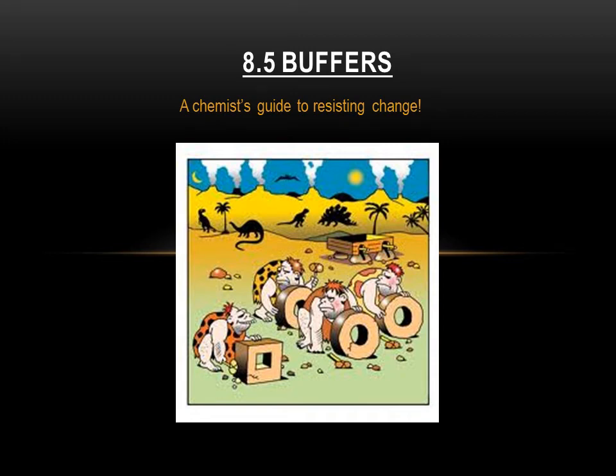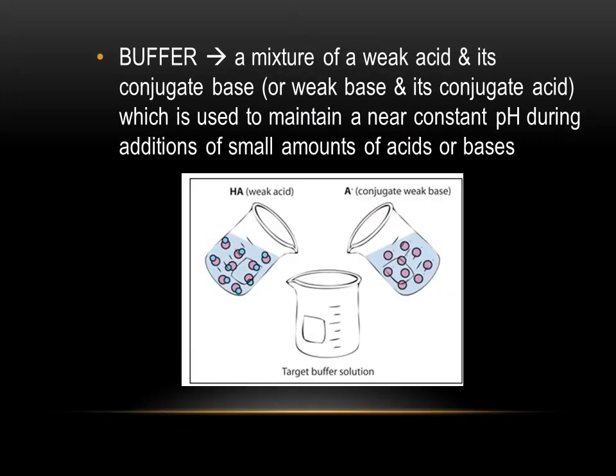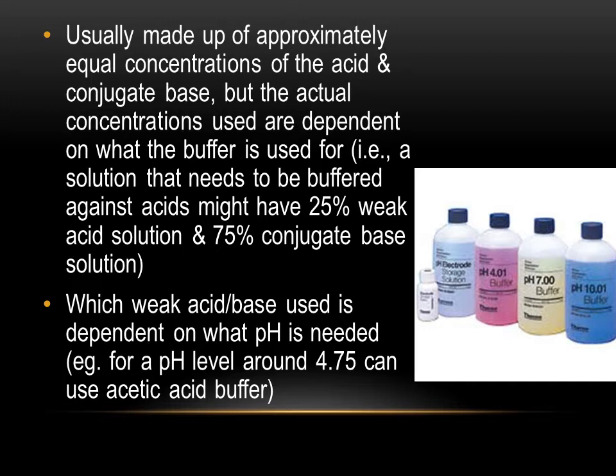So today we're going to look at buffers, and buffers are a way of having a solution that resists changes in pH. Buffers are made by mixing either a weak acid or a weak base with a salt that contains the conjugate of that weak acid or base. It's common to have an equal amount of both the acid or base and its conjugate. However, you can vary the amounts so that you have different buffering solutions, and each buffering solution is designed to maintain a specific pH level.